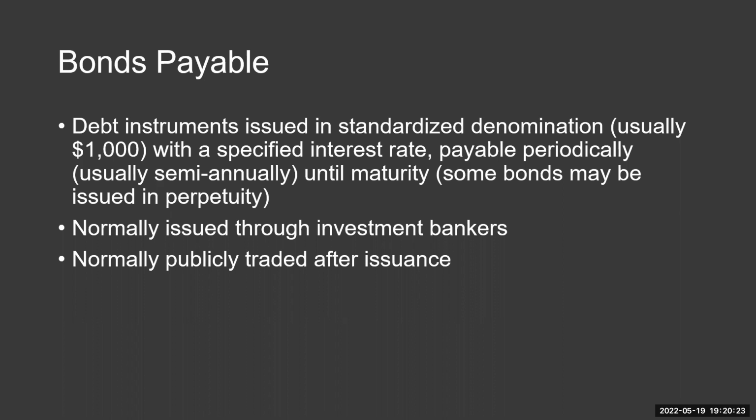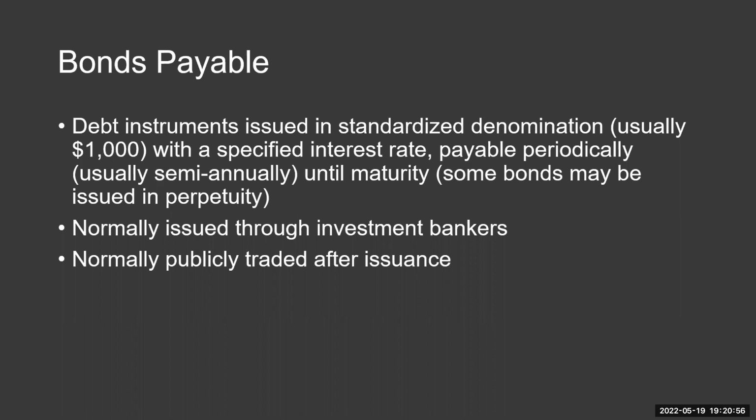And when they are publicly trading, the prices of the bonds are quoted as a percentage, right? So you can see such and such bond is trading at 102. Well, that simply means the bonds are trading at 102% of their face value, right? That means they're trading at a premium. Or 98.5 means they're trading at a discount because they're trading at 98.5% of their face value.